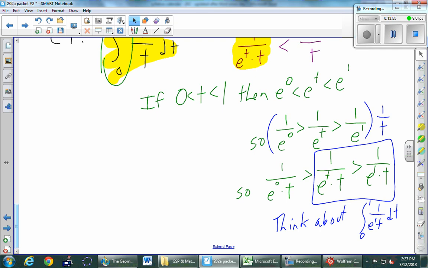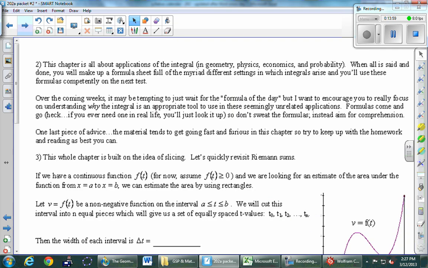All right. So let us move to the next page with those hints behind us. And we'll start with number 2. This chapter is all about applications of the integral in geometry, physics, economics, and probability. I'm just going to stop reading that. So pause the video, read this, and then come back to the video.